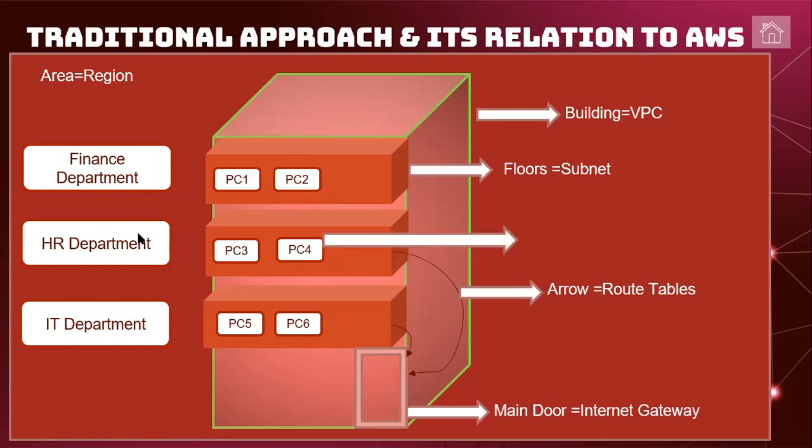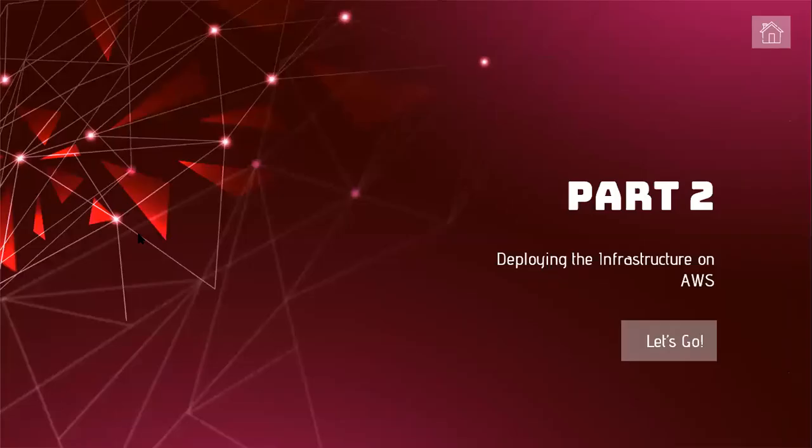With this, we can also see, for example, at the PC level, whether it is a system or a web server that you plan to host, these will be called EC2 instances. So now, since we have got a basic idea, let's proceed with the actual demo of deploying all these components in our AWS infrastructure.